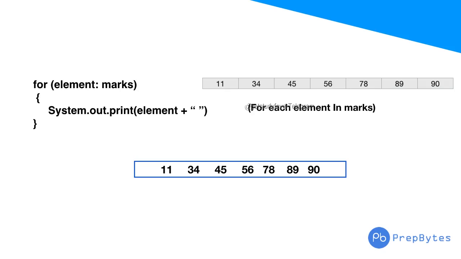As the loop keeps on changing, the element keeps on incrementing. That's why I say for each element in marks. So when you run it, the loop starts with element having the value 11, then 11 gets printed. Then the loop gets updated, element has the value 34, 34 gets printed. Then again the loop gets updated, element gets the value 45, 45 gets printed. Similarly, the value of element keeps on changing as we keep on going ahead with the array, and this is how each element gets printed.